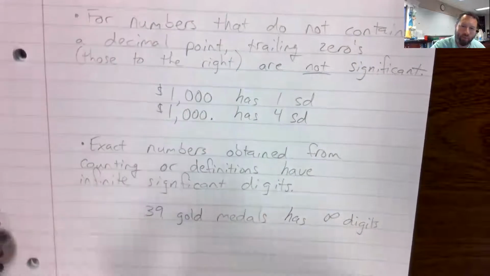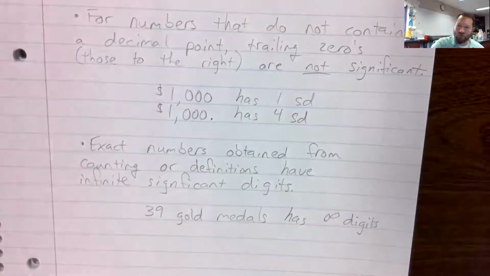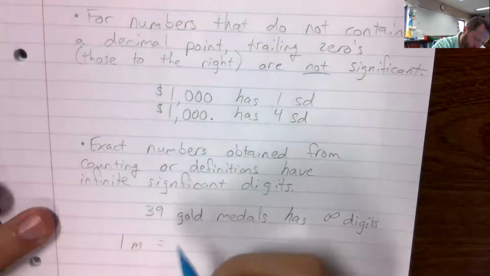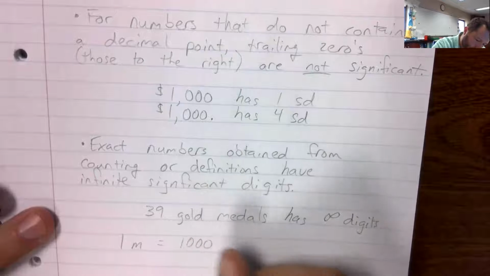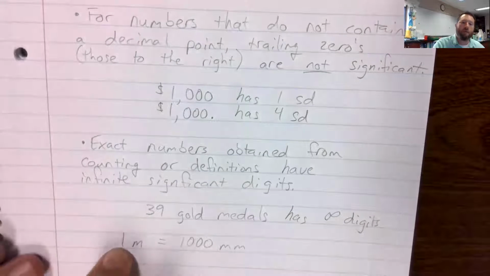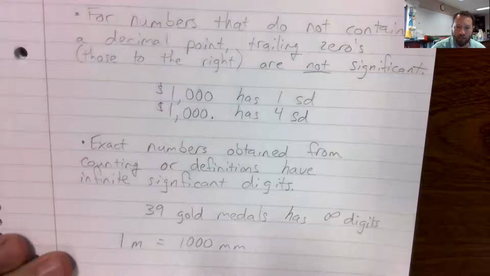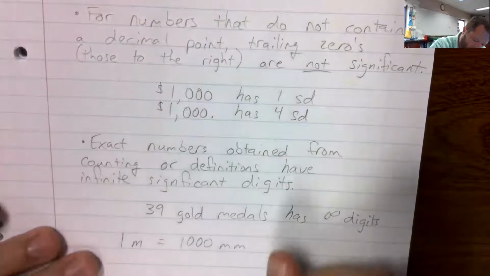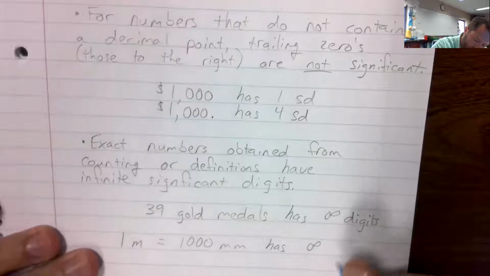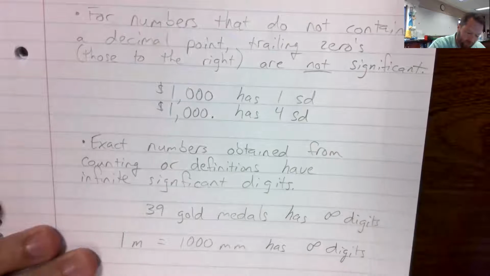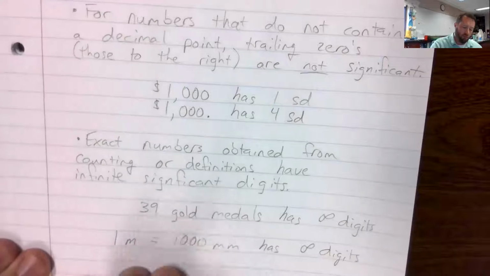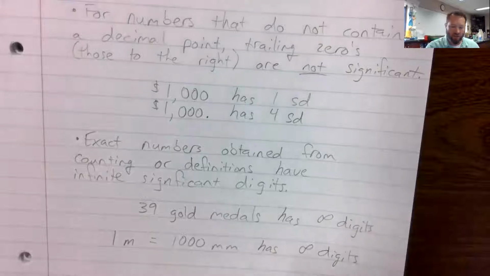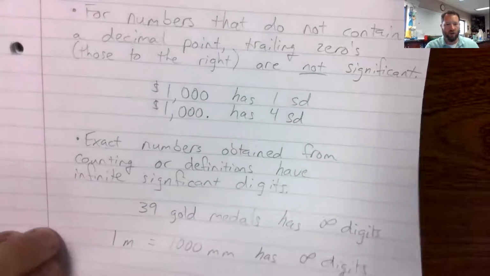How about a definition? What do we mean by a definition? Well, we actually worked with these on our last section of notes. One meter is equal to 1,000 millimeters. Well, that's an exact definition. There is exactly 1 meter in exactly 1,000 millimeters. So this definition also has infinite digits. So we don't use counts or exact definitions, and that kind of goes back to our definition of what significant digits are.